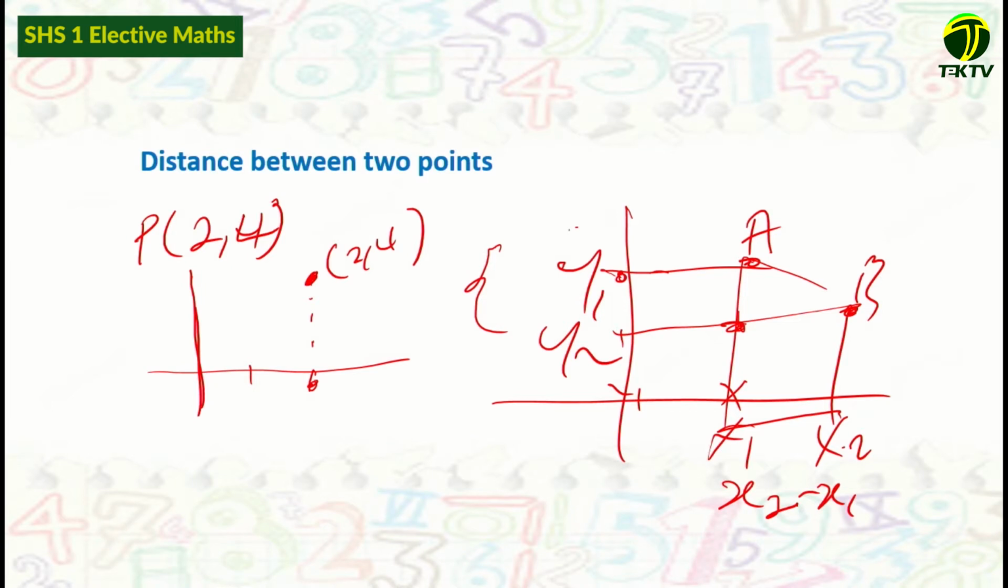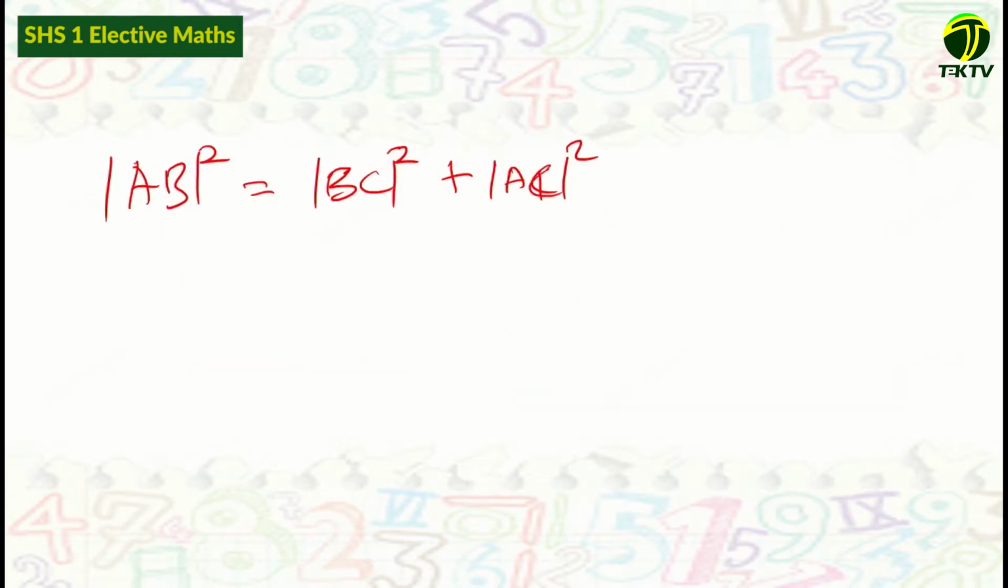The BC, this is the C. From B to C, the distance there is x2 minus x1, which means that in place of the BC, I'll write x2 minus x1. Then I will square it because the BC is also squared. Then I'll bring my plus there.